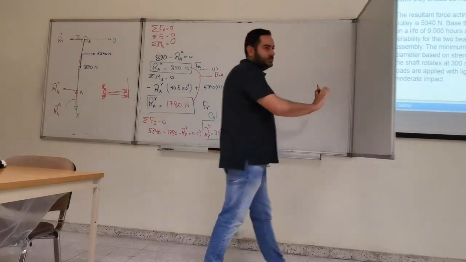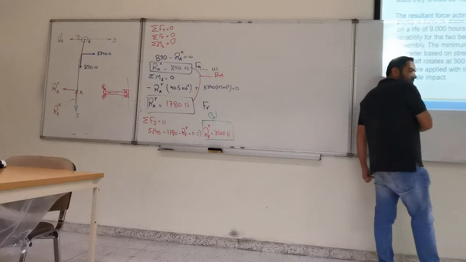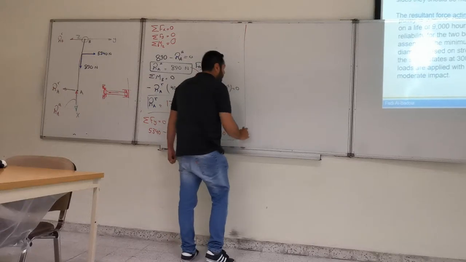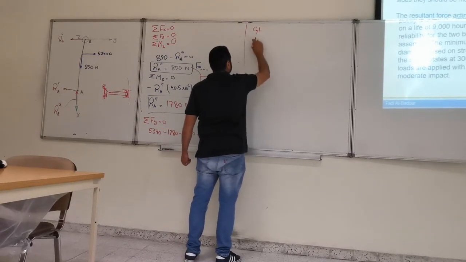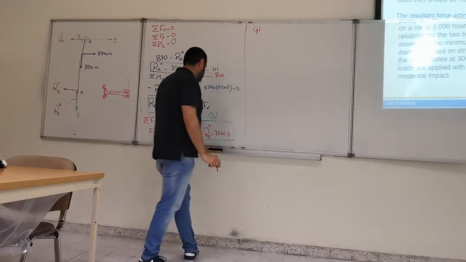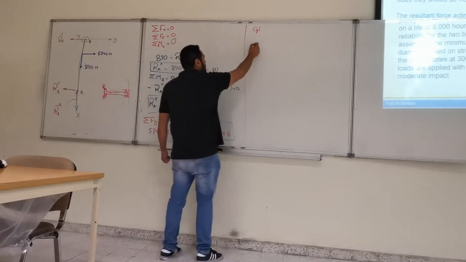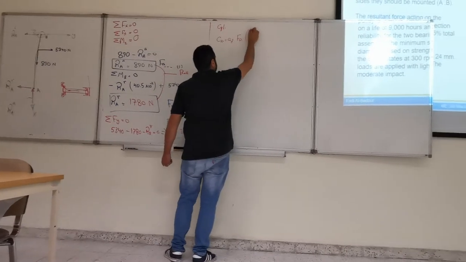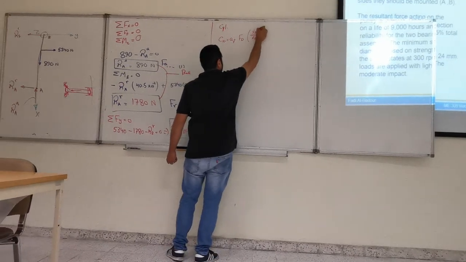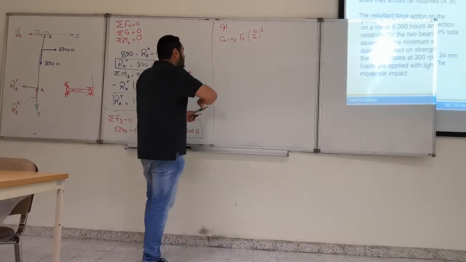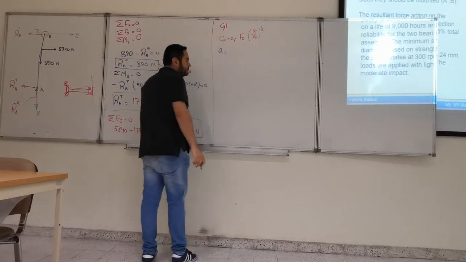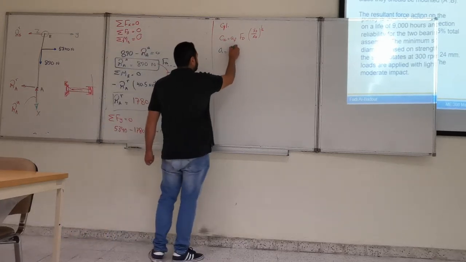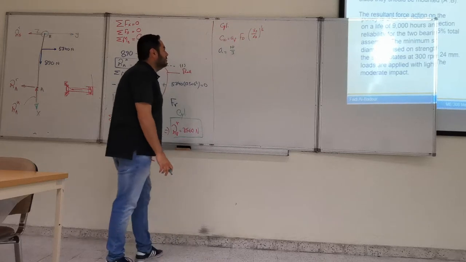I will start with the easiest. Which one is easy to select? Cylindrical. Why? Because we don't have iteration. So let's start with the cylindrical. I'll use the same equation: C10 equals AF times the desired load, XD divided by XB, to the power 1 over A. Now for the cylindrical roller bearing, A is equal to what? 10 over 3.